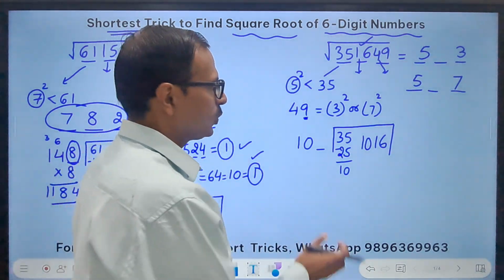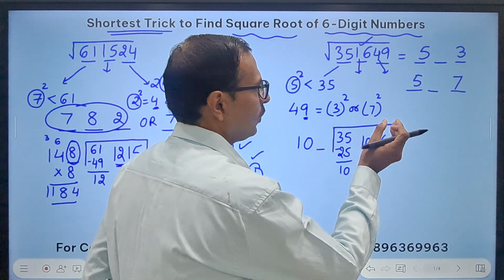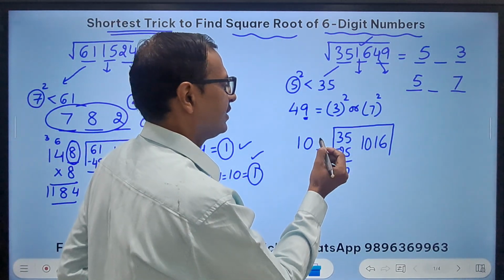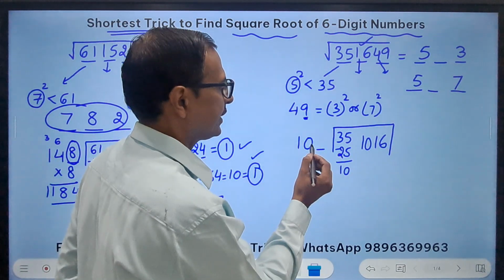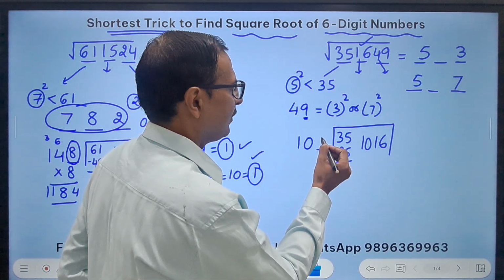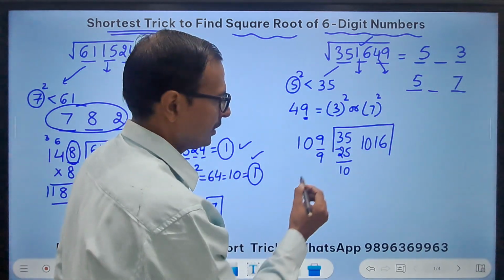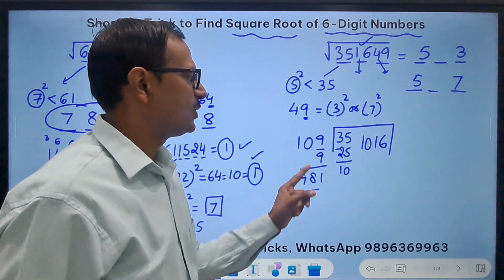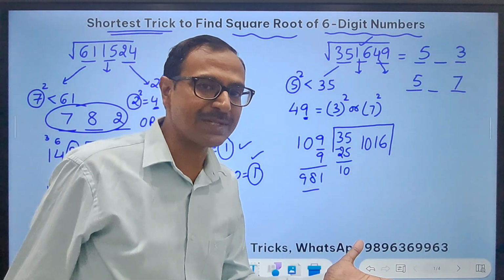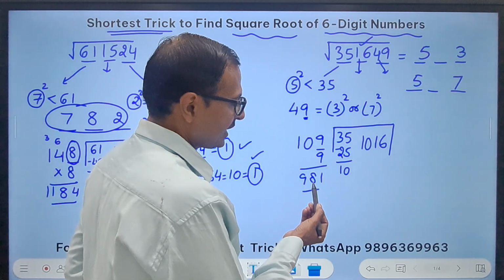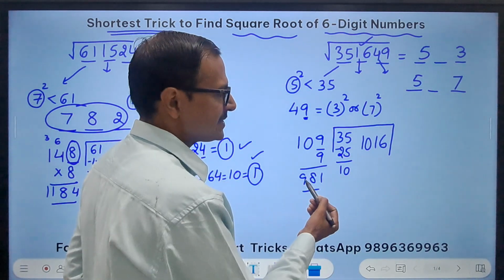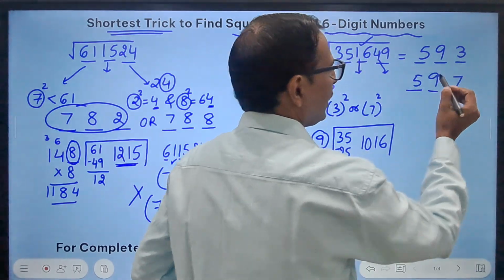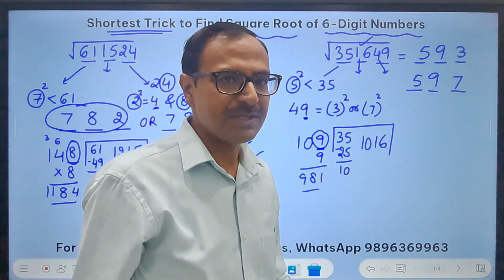Now I need to get closest to 1016. Now for choosing this number, let's check. So 1000, above 1000, right? So how about taking 109 times 9? That will be 9 9s are 81 and 9 1s are 9, right? So the highest number which I can choose is 9 only, so that it is getting me closest to 1016. So the middle digit is 9. See, now we took less time getting to the middle digit.